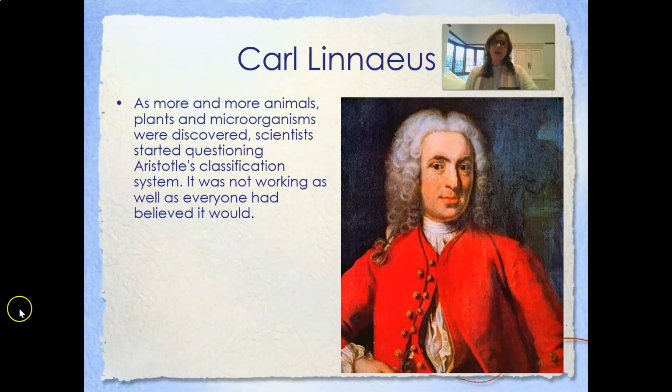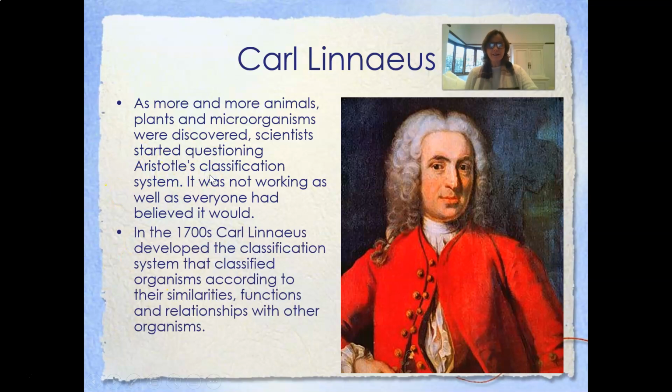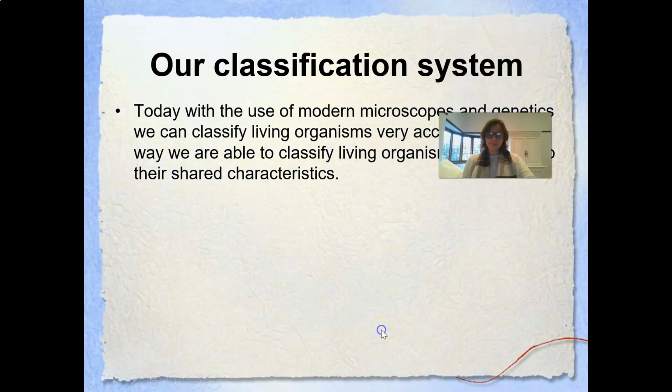Along then came Carl Linnaeus. Now, as more and more animals, plants, and microorganisms were discovered, scientists started questioning Aristotle's classification system. It was not working as well as everyone had believed it would. Thank goodness for Carl Linnaeus. In the 1700s, he developed the classification system that classified organisms according to their similarities, functions, and relationships with other organisms. And that is the classification system that we use today.